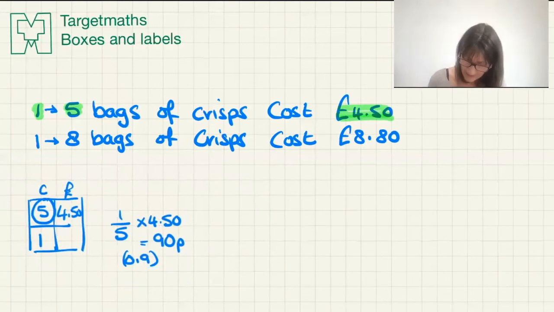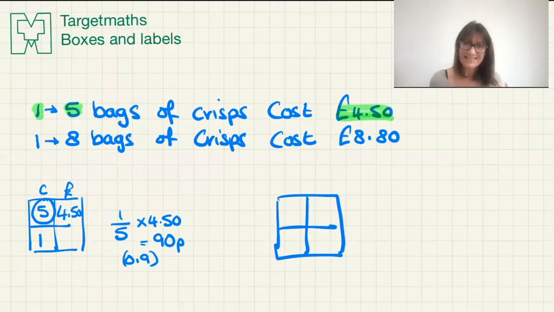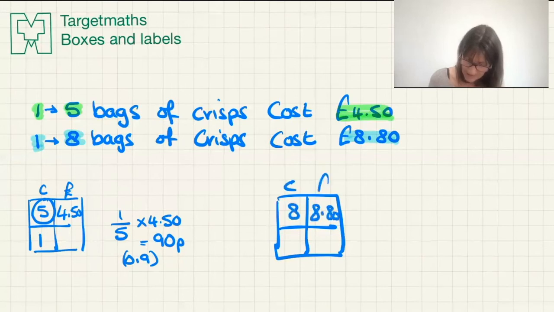Now I'm going to repeat the whole process with the other information. So they are being treated separately. I'm not combining the numbers. They are in separate sums. So this time I've got 8 bags for £8.80, and I just want to know what one costs. So I've got my crisps, 8 bags, £8.80, squash it in there. I want to know what one packet of crisps costs. So this time it's going to be that piece of maths.